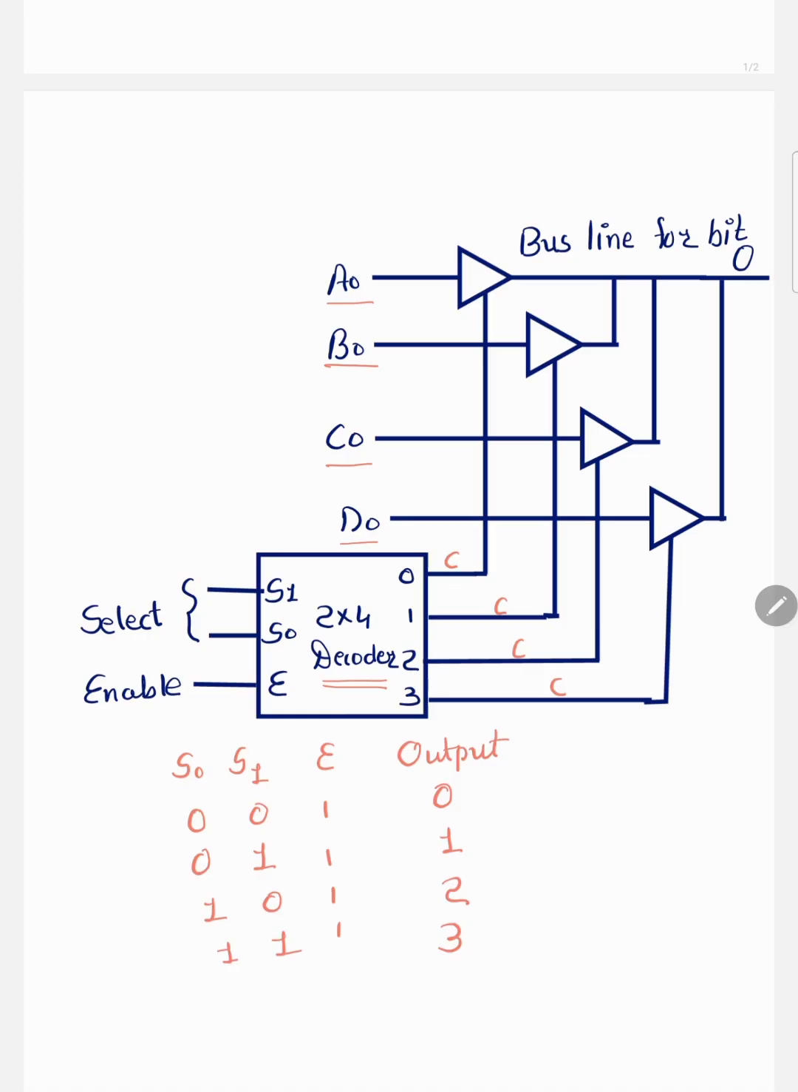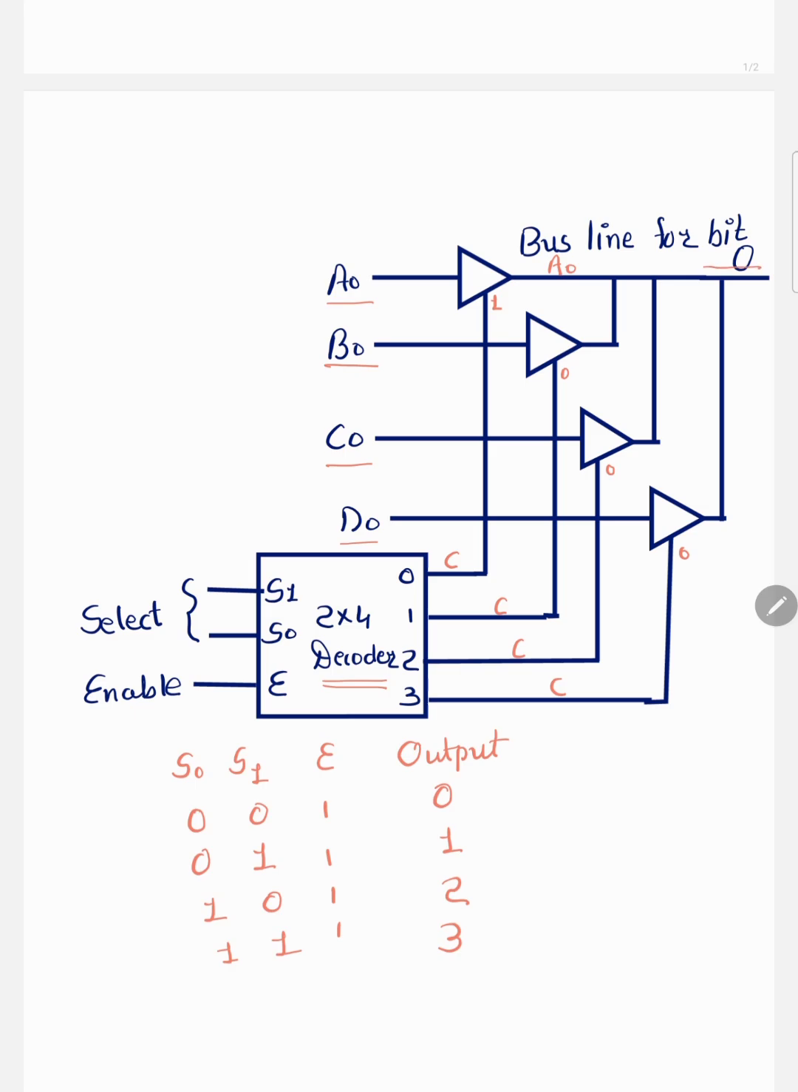If I select 0, 0, the zeroth line is selected and considered on. This would be 1 and the rest all will become 0. According to our concept of the tri-state buffer, the B0, C0, D0 circuits will be disabled. Only one circuit is enabled, and whatever input I have, I get as output. So at this line I am getting the output A0. This is the bus line for the 0th bit.